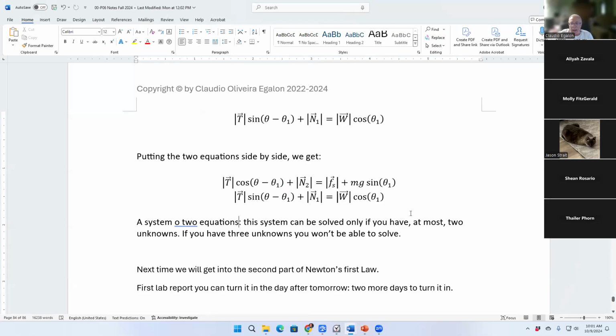Okay? And in order to solve this system of equations, we have to know what's known and what is unknown, okay? To solve this system of equations, we must have only two unknowns. Two equations, two unknowns, we solve the equations. Two equations, three unknowns, we cannot solve the system of equations, okay? A system of two equations can be solved only if you have at most two unknowns. You have three unknowns, you won't be able to solve it.